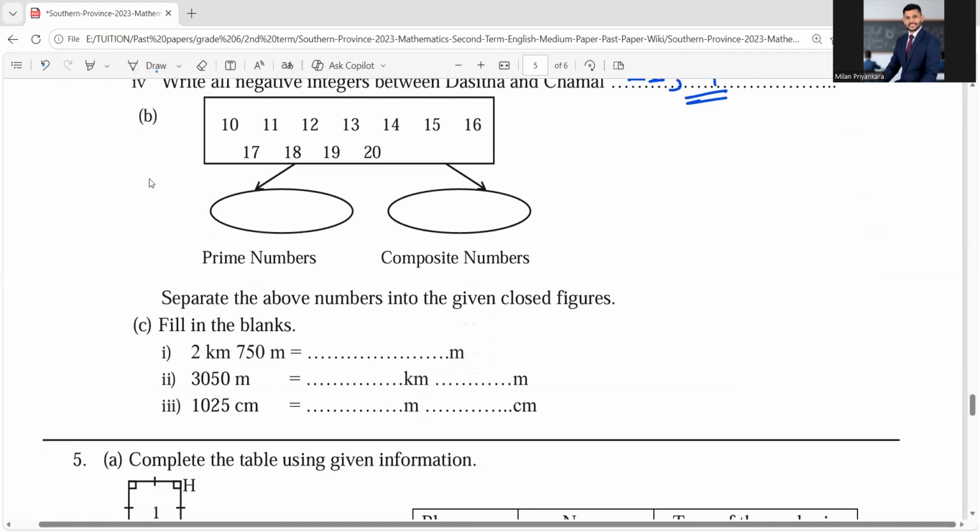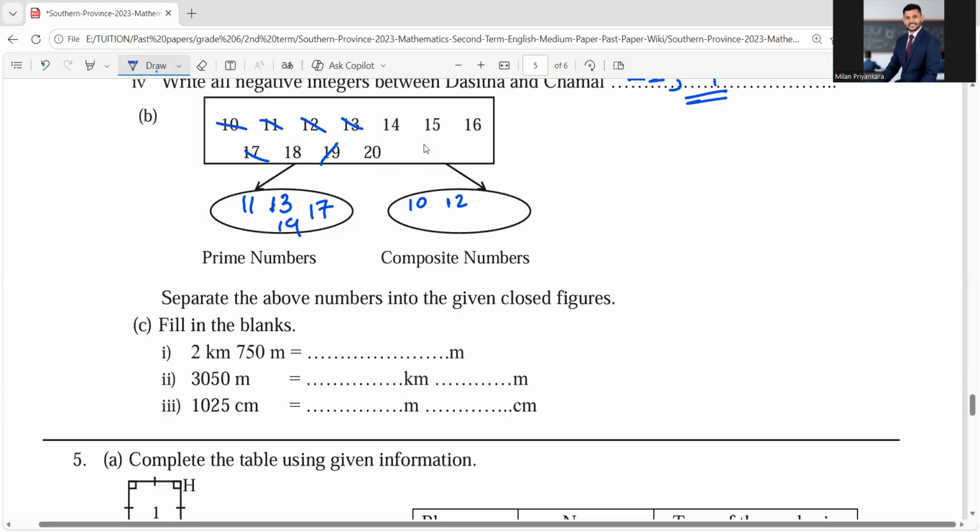You have to separate the above numbers into the given closed figures. So let's separate prime numbers. Prime numbers, you can take 11, 13, 17, and also you can take 19.